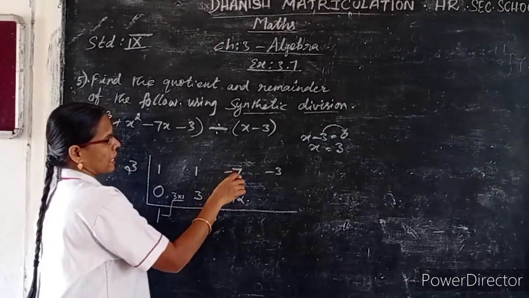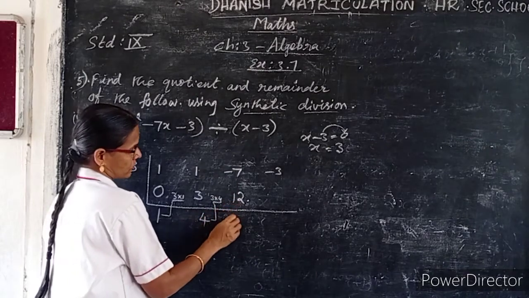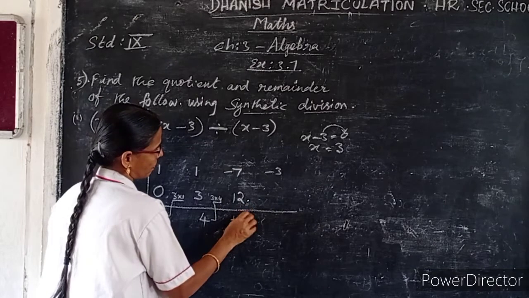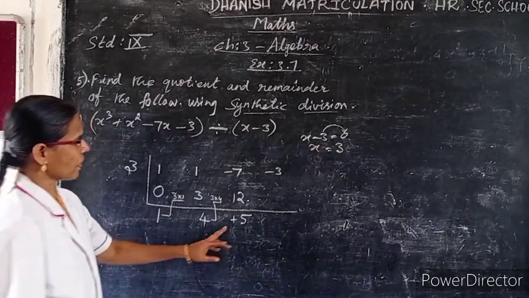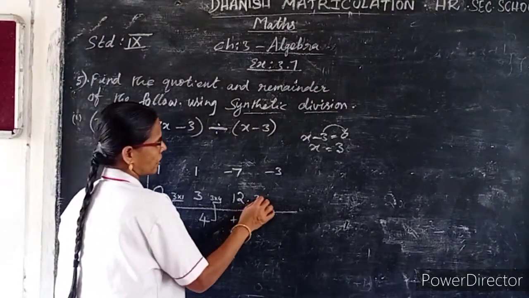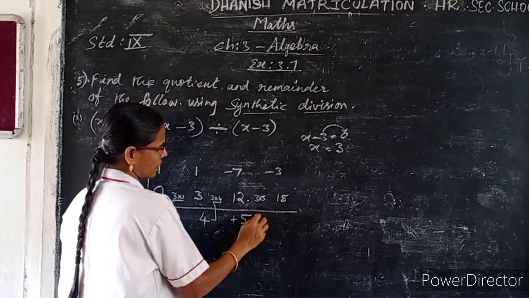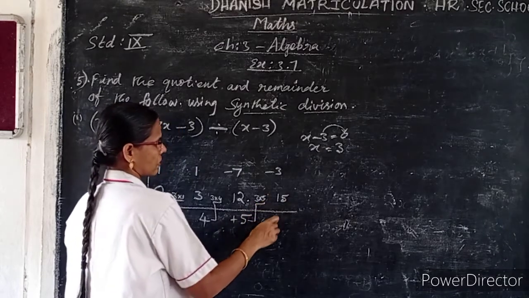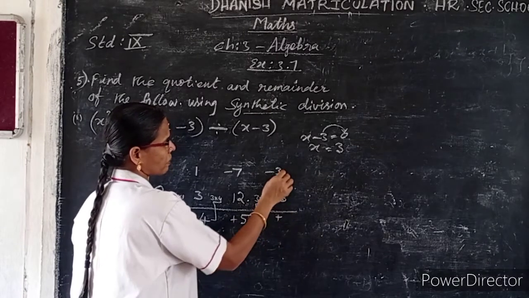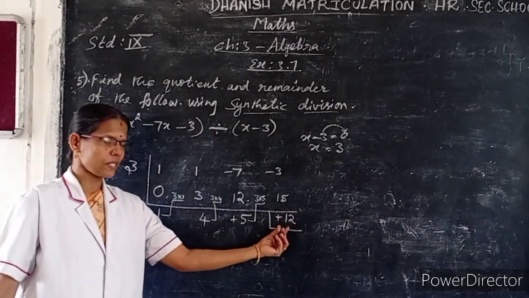Now check the numbers here. Minus 7, here plus 12. So the greater number is plus. So subtract and put the greater number's sign. Here 5. 12 minus 7 is 5. Now multiply 3 into plus 5. 3 5s are 15. Write right here. So 3 here, the greater number is positive. So plus 15 minus 3 is 12. The last number is the remainder.